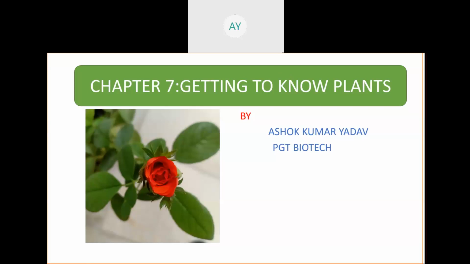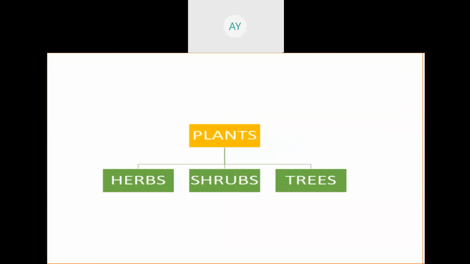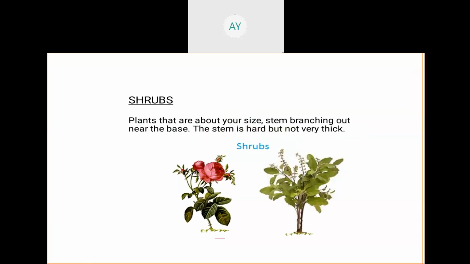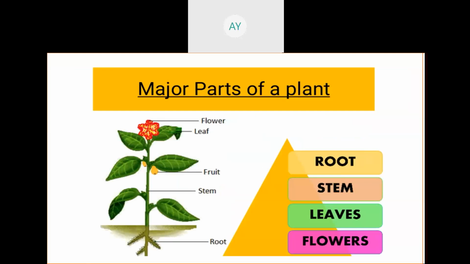You already know the root, that is the lowermost part. Then you will get the stem, that is the upper part above the ground. Then you will find the leaf, that is the greenish portion of the plant that does the process of photosynthesis.